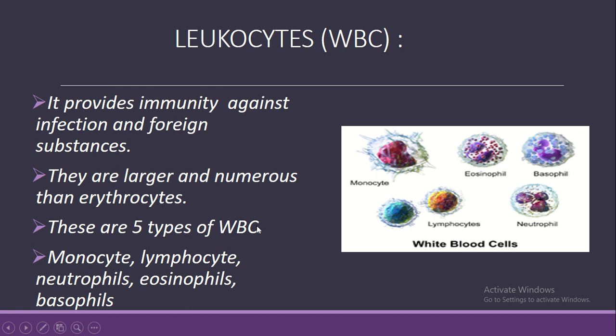There are 5 types of WBCs: monocytes, lymphocytes, neutrophils, eosinophils and basophils. These can also come as a 2-mark question. So these are monocytes, lymphocytes, eosinophils, basophils and neutrophils.